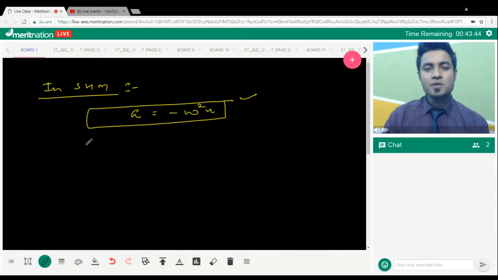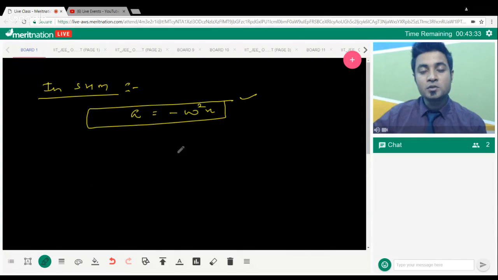Whatever system is given to you, basically the spring block system, or maybe the pendulum, and you have to figure out the time period or the frequency, there are actually two methods. One is you can figure out the restoring force in it and directly equate it to minus omega square x, where you can easily calculate the omega, and later figure out the time period from it.